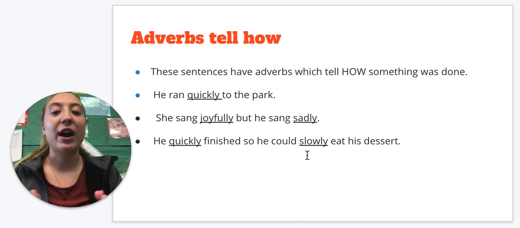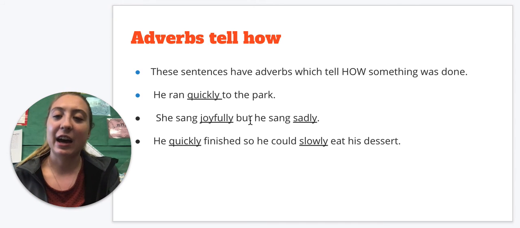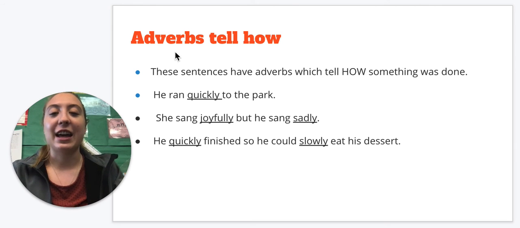So that's going over how. So you want to find your verb when you do your homework, find your verb, what's happening in the sentence, what they're doing, and then ask how. How did he run? How did she sing? And that's going to show our adverbs.